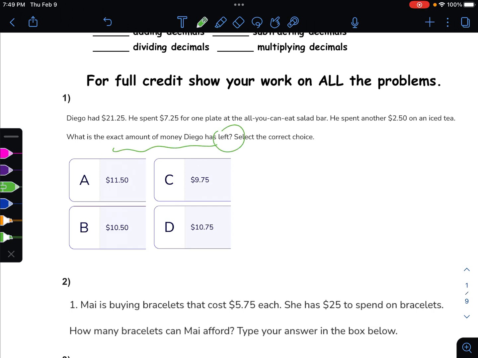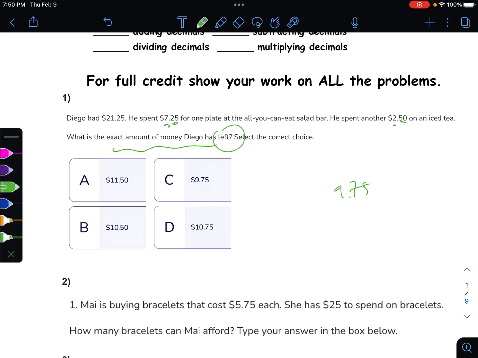So this looks like it's a subtraction problem. But you know what? I'm going to add these two things together. So I'm going to take the $7.25 and the $2.50 and put those together. I'm going to do the change first. That'll be easier. I've got the 25 cents and the 50 cents, that's going to bring me up to 75 cents, right? And then I've got the 2 and the 7. So that's $9.75 is what he spent, right?